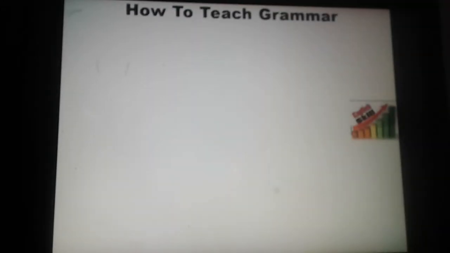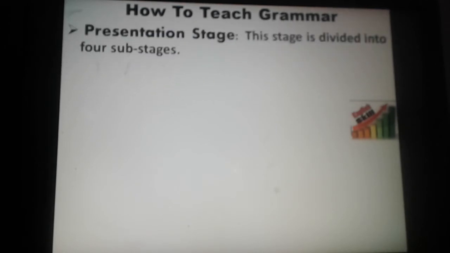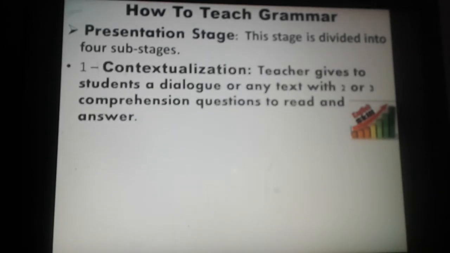Let's start with the first stage, which is the presentation stage. This stage is divided into 4 sub-stages. The first activity the teacher might use is contextualization. The teacher gives students a dialogue or any text with 2 or 3 comprehension questions to read and answer. The contextualizing activity is an important activity just to make students understand what they are going to study.